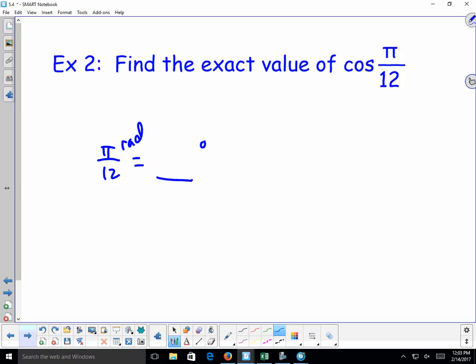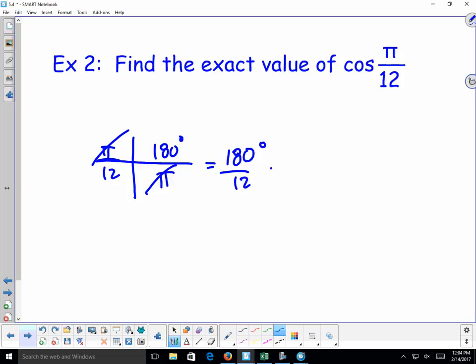If you want to convert to degrees, we do pi over 12. What do we do to convert? Multiply by 180 over pi. The pi's divide out, and I get 180 over 12 degrees. What's 180 divided by 12? You divide by 6, or you can use your calculator. We get 15 degrees. So finding the exact value of cosine of pi over 12 is the same thing as finding the cosine of 15 degrees.